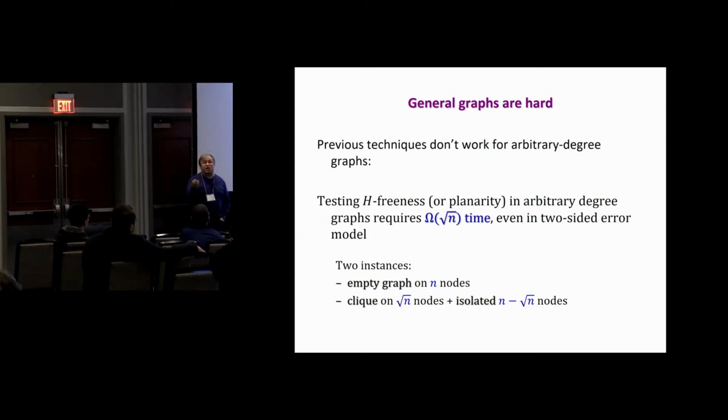For example, you want to check whether a graph has a triangle. Suppose you have two problem instances. One is an empty graph on n nodes, which of course doesn't have a triangle. The other is a clique of root n nodes, and the rest of the vertices are isolated. Then if all you do is test a random vertex, you need at least root n time. This causes serious problems in designing algorithms and analysis. For example, it gives a trivial lower bound for testing H-freeness, planarity, and so on.